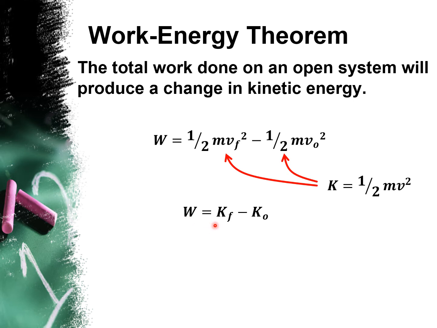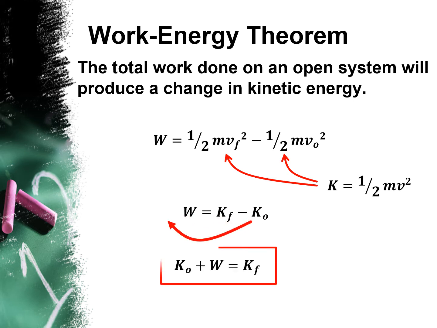So the work is going to be equal to the final kinetic energy minus the initial kinetic energy. And then to help us with this equation, we're going to take that initial kinetic energy to the other side, and this is going to be the work energy theorem that we're going to start with.